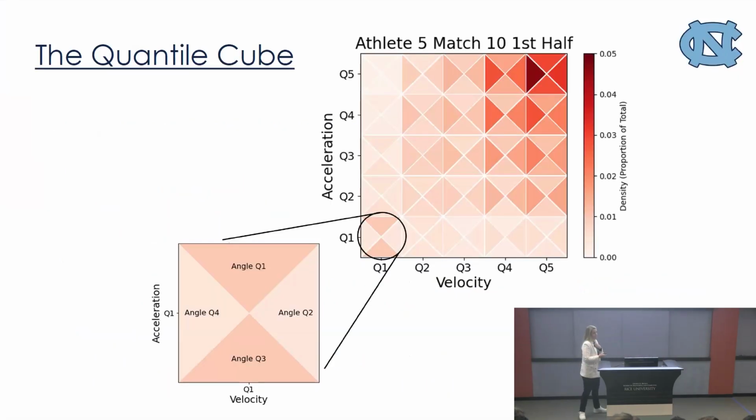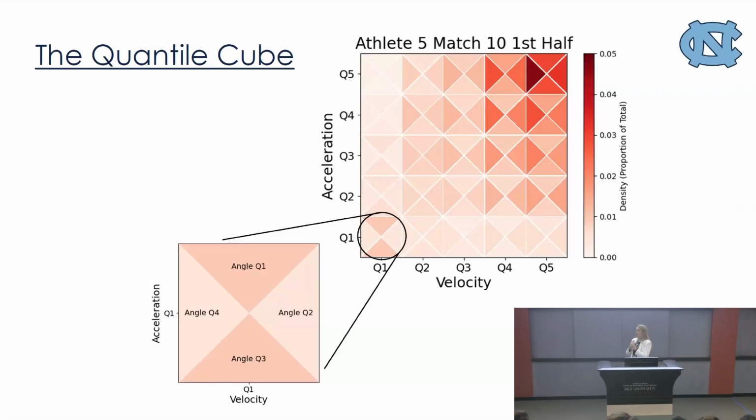If you're lost, we can look at it visually. So this is what we call the visual representation of the Quantile Cube, where we're pulling out that bottom corner just to look at it a little bit clearer. Here we can see that first we have along our x-axis our velocity, Q1 being our slowest velocity, Q5 being our peak velocity. Same with acceleration along the y-axis, Q1 being our slowest acceleration, Q5 being our fastest acceleration.